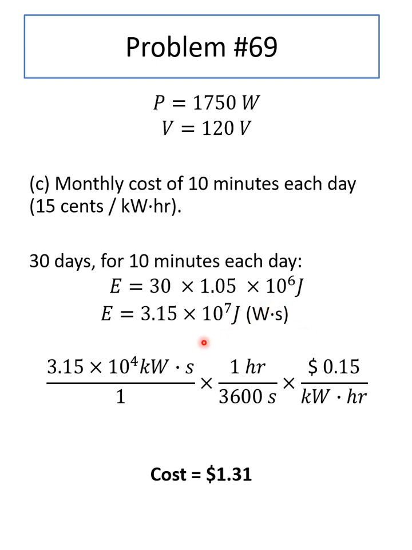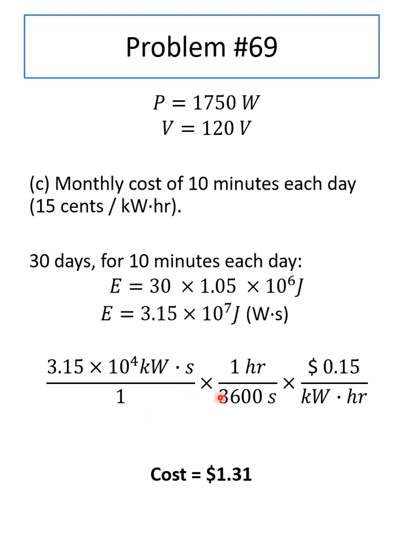Let's take this amount of energy, 3.15 times 10 to the 7th watt seconds, divided by 1,000, that's times 10 to the 4th kilowatt seconds. So that's where I've started up here with the unit conversions. It's 3.15 times 10 to the 4th kilowatt seconds, but we want to relate this to kilowatt hours and throw the dollars per kilowatt hour in there.